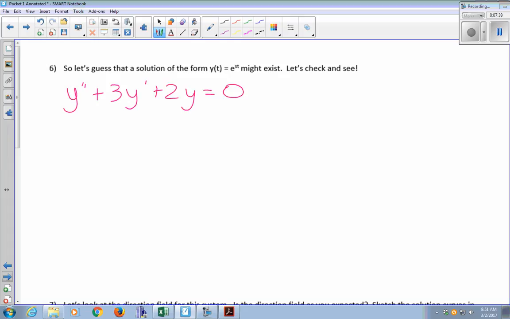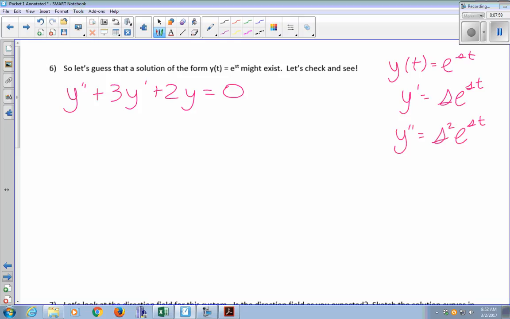Right. Okay. So if y of t is e to the st, what would y prime be? S e to the st. And y double prime? S squared e to the st.